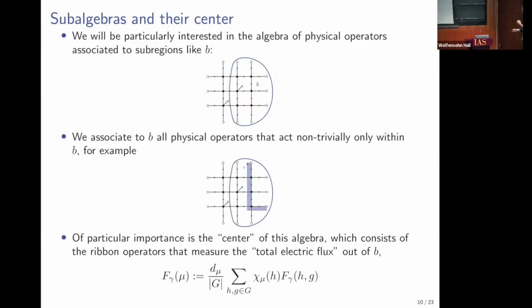So chi mu is the character of the mu-th representation. This is group element H. D mu is the dimension of the representation mu. This is the total number of group elements in G. So this gives you this operator. You can show it's a projector, so it annihilates F mu's for mu not equal to mu prime, squares to one, and so on. So it measures the total electric flux.